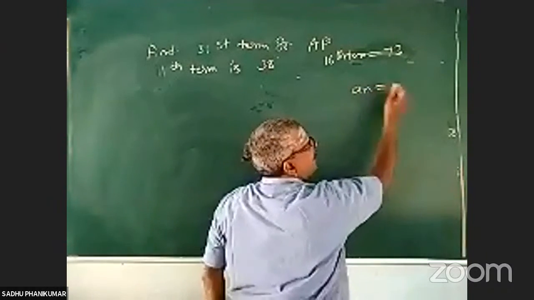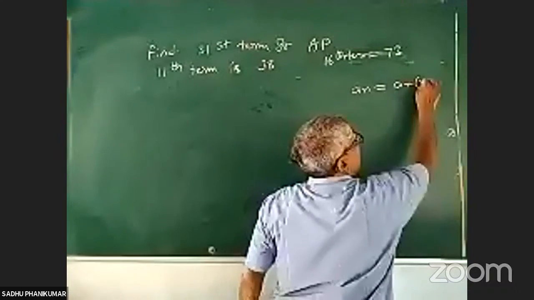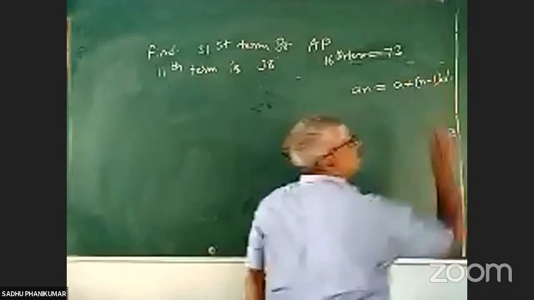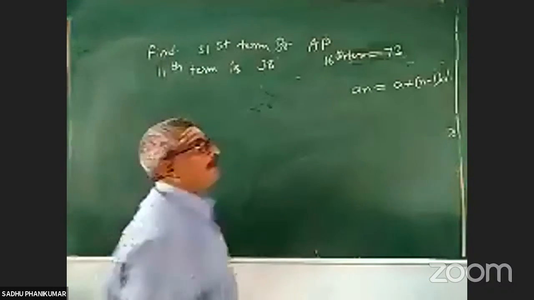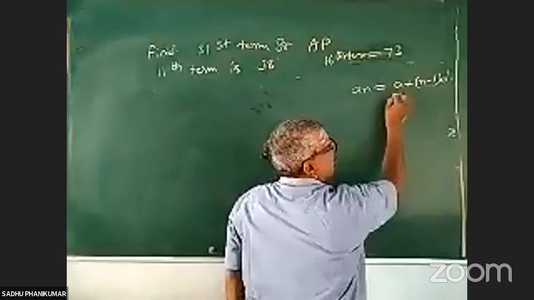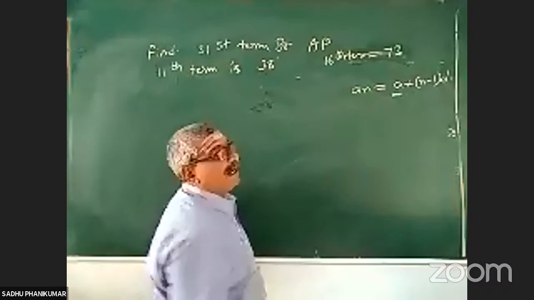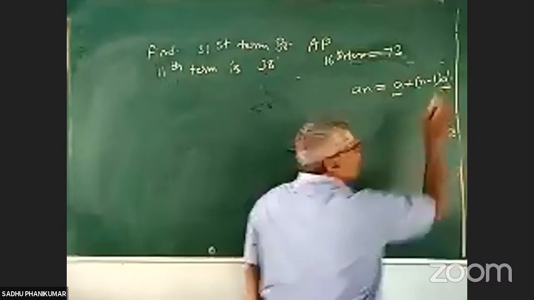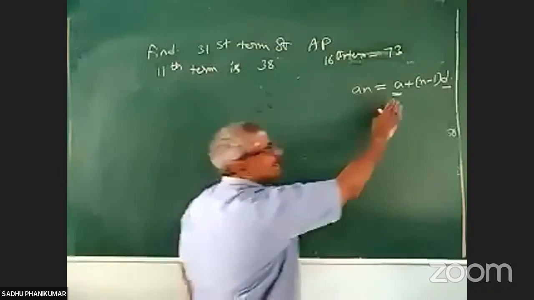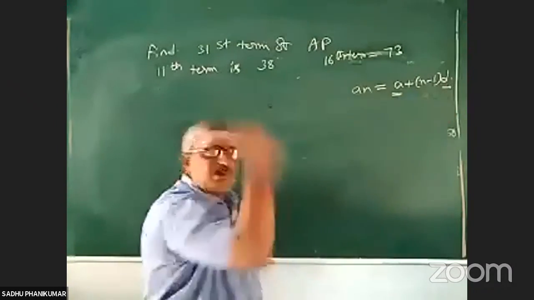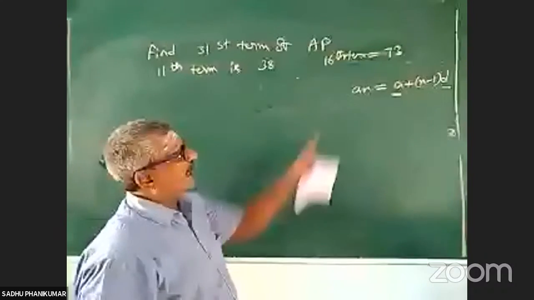What is the principle? A plus n minus 1 into d. So to find whatever term we need, first of all we have to find the value of A. After that, we have to find the value of D. This is the primary condition. When we have these two values only, then we can find the required term.